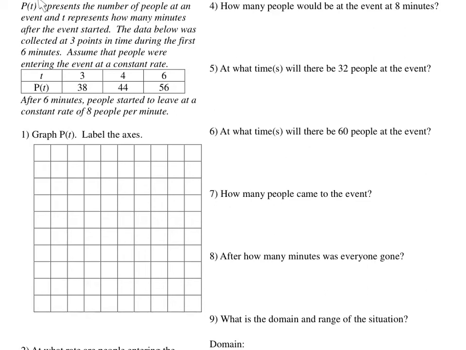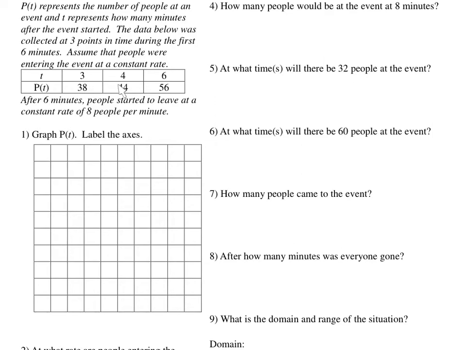Alright, let's read this problem. P of t represents the number of people. T represents how many minutes after the event started. Okay, there's 3 data points here, and it represents the first 6 minutes. Alright, and then this makes a constant rate, so it's in a line. We're going to make a line with this.